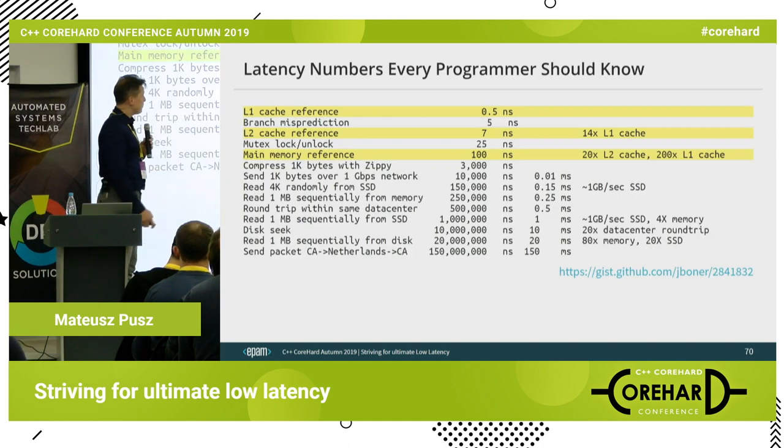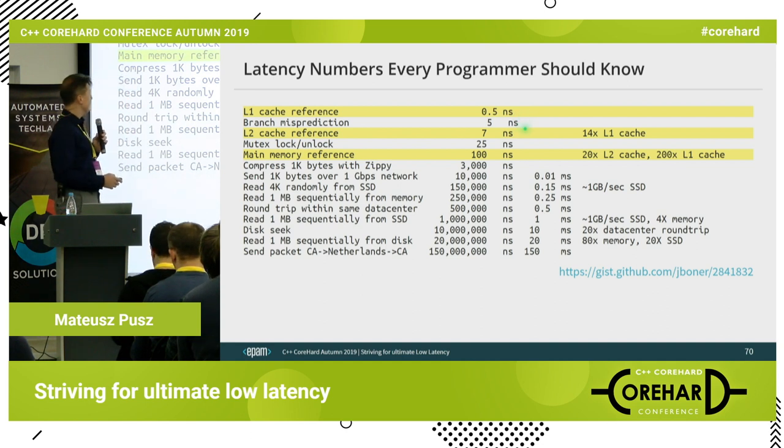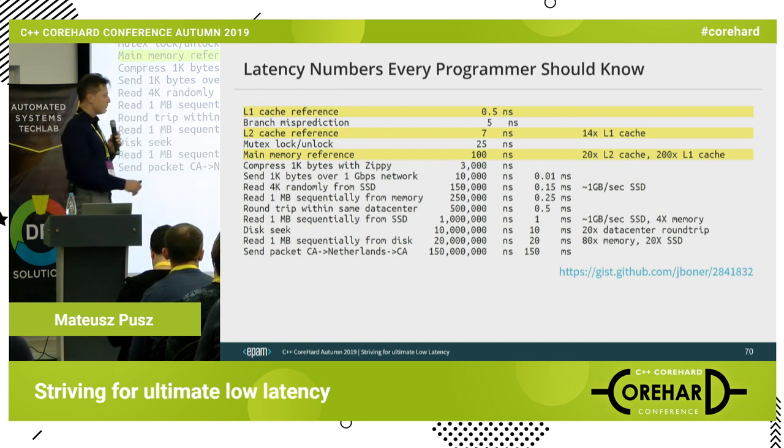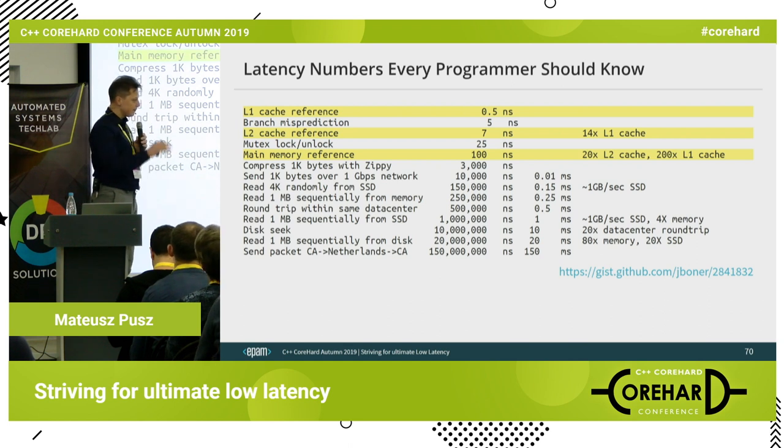Talking about latency numbers and performance, these are the latency numbers that you should be aware of. L1 cache, half a nanosecond. L2 cache reference, 40 times that. Main memory reference, 200 times an L1 cache reference. So our memory is laid out in speed and also in size, because L1 is the smallest one.